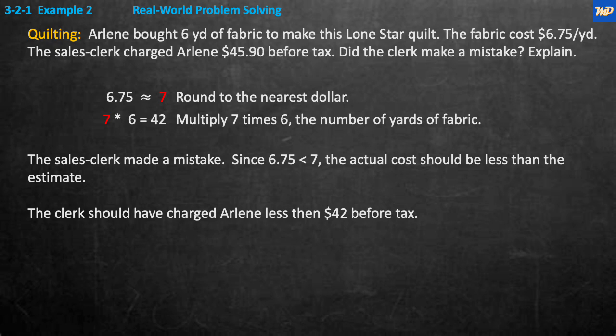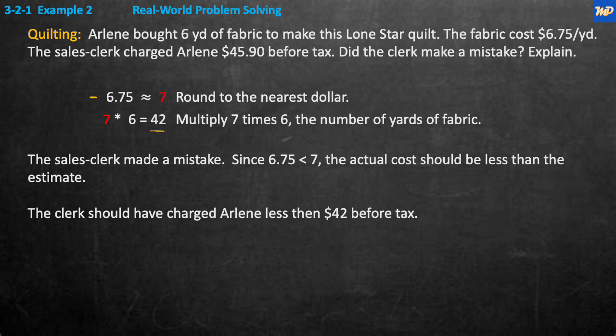$6.75. Let's take 6.75, here it is right here, and round it up. That'll certainly cover it, and we're going to round it up to $7. So the price has to be less than that, because we rounded up. Now we're going to multiply 7 times 6, and we're going to get 42.